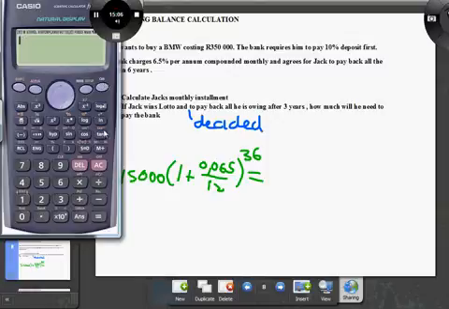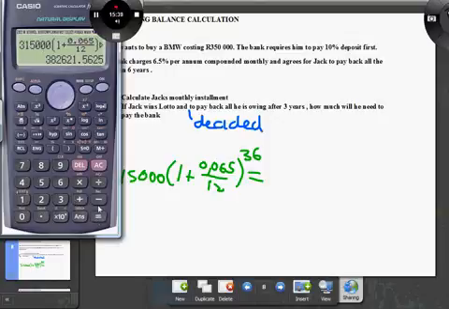So again, we just punch the values in our calculator. It's 315,000, bracket, 1 plus, again press this one, 0.0065 over 12, because remember it's compounded monthly, and close the bracket there, exponent 36, like that. You get that amount.